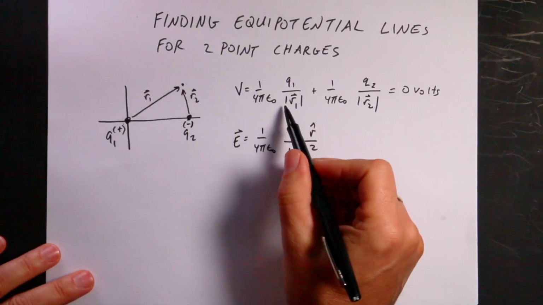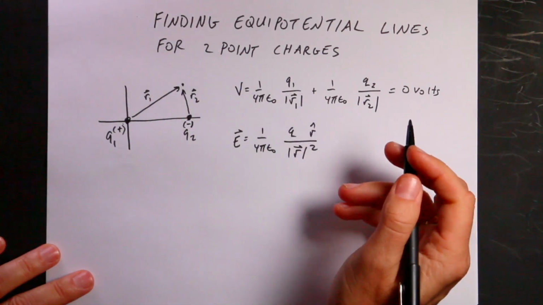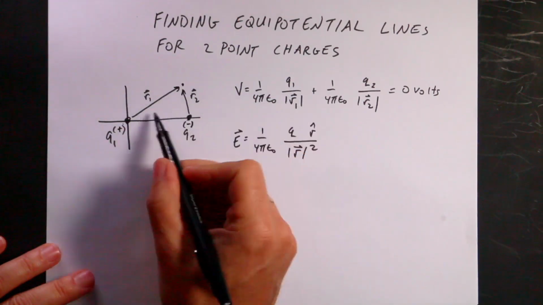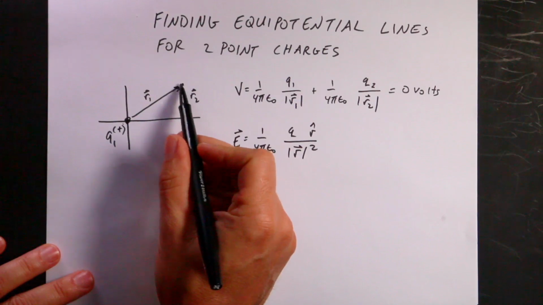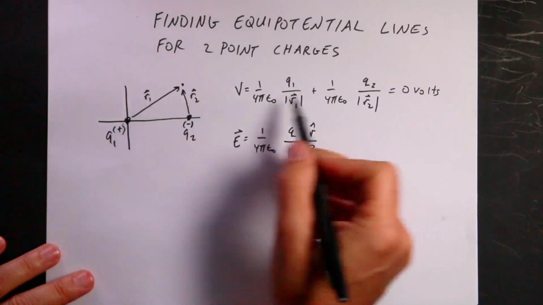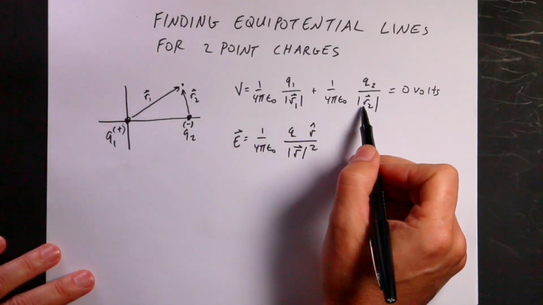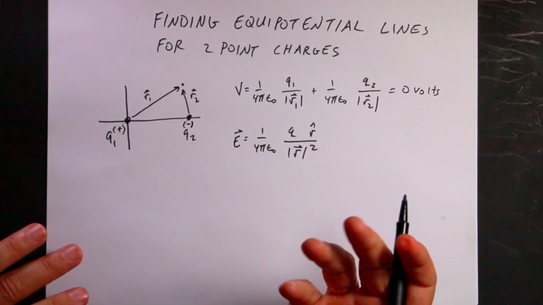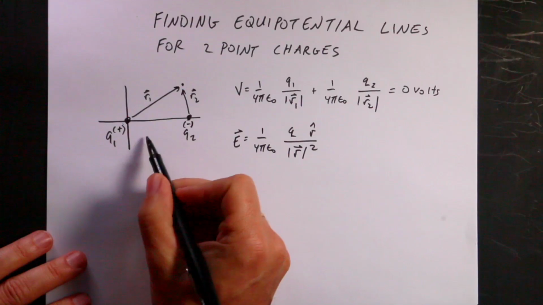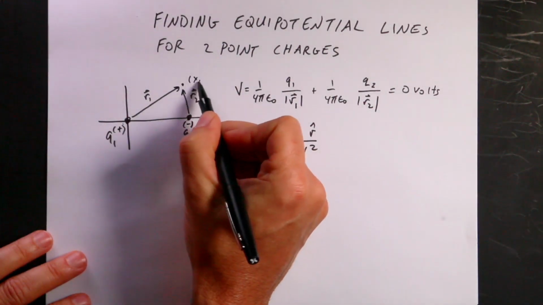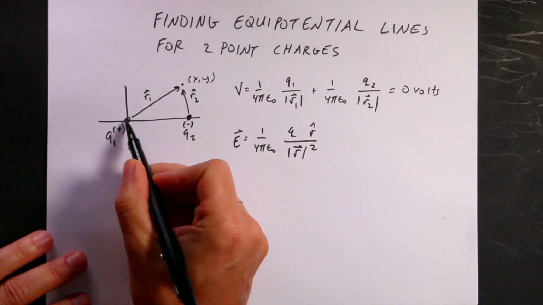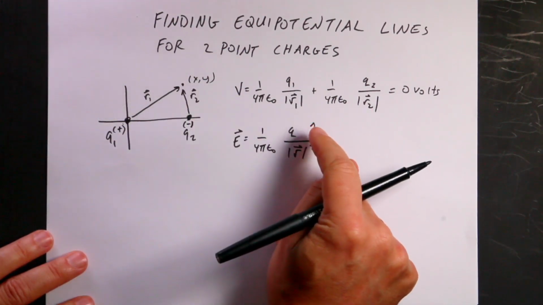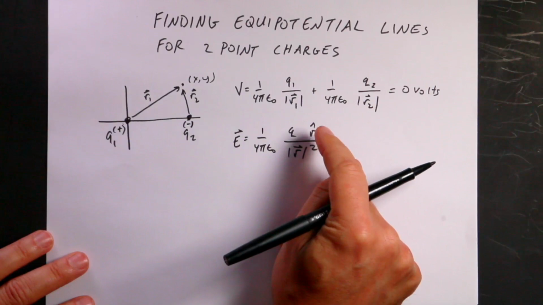Now, if I want to set that equal to zero, it's not trivial to solve this problem because here I have R1, which depends on this vector, which has an x and a y component, and that has an x and y component. Well, you actually want this x and y, right? That point has an x and y, and these vectors are in terms of that x and y value. So I have two variables in there. So it's not super trivial to solve.